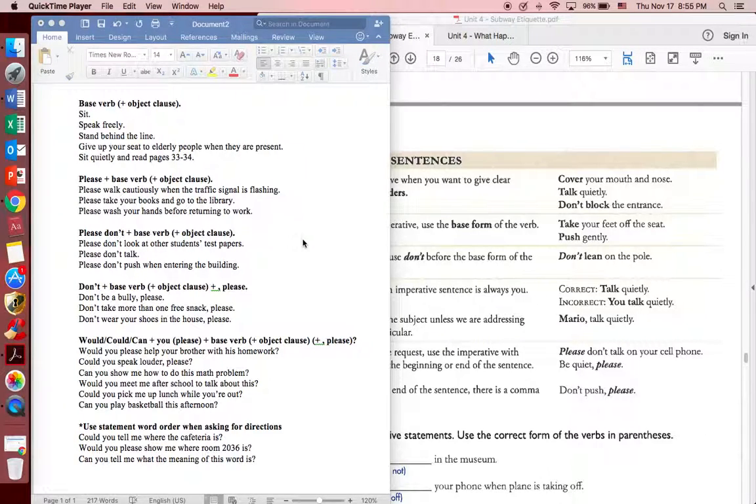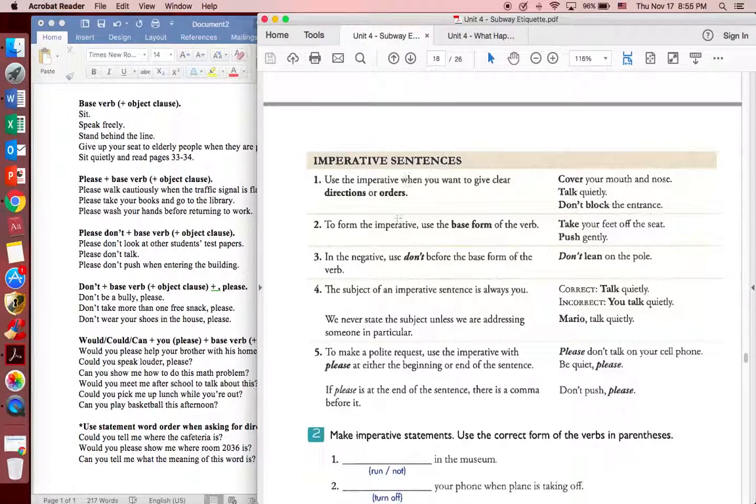Let's take a brief look at imperatives and polite requests. They're nearly the same thing. First, imperatives. We're going to use imperatives to give directions or orders. In imperative statements, we don't actually say the subject. The subject is implied. The subject is you. It could be you singular or you plural.